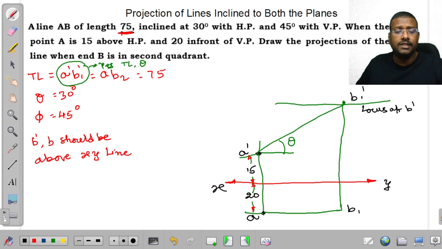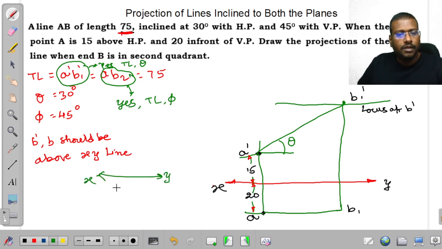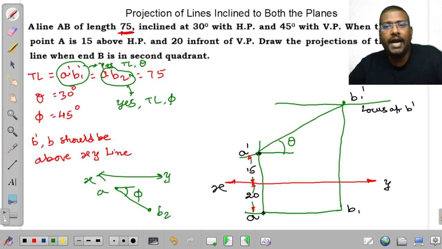Here they said what was given. They gave that it is making 45 degrees with VP. So AB2, is it possible to draw? AB2 is possible to draw or not? Yes. Why is it yes? Because I know the true length, comma, phi. Okay, sir. If this is my XY, this is A. Can I draw like this? Is it right or not? Pause the video and check it out. Is it right or not?